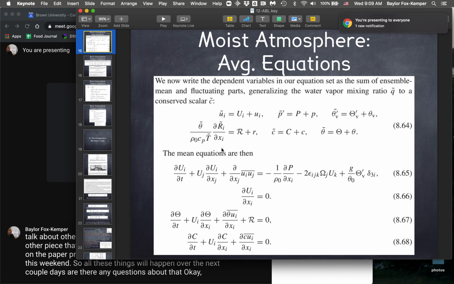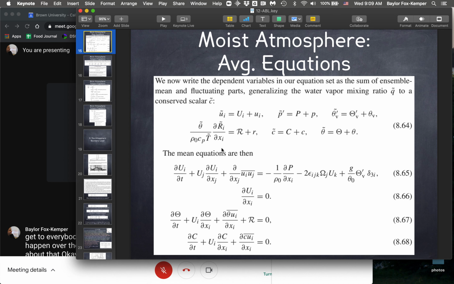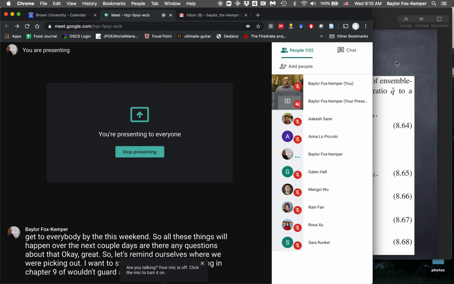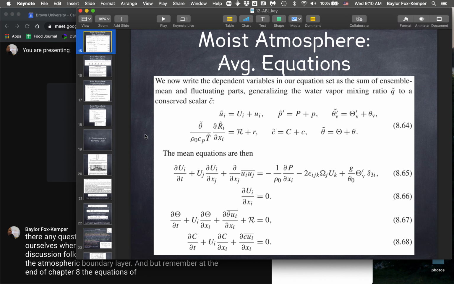Okay, great. So let's remind ourselves where we were picking up. I want to start the discussion following chapter 9 of Wyngaard about the atmospheric boundary layer. But remember, at the end of chapter 8, the equations of atmospheric motion, and it's really the equations of the atmospheric boundary layer, we ended up looking at this set. And these were very similar to the Boussinesq equations that we saw in Vallis, with a few small differences.